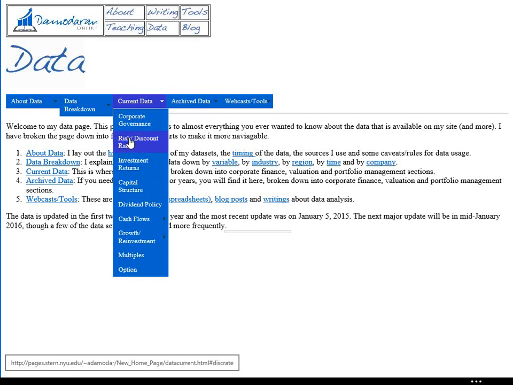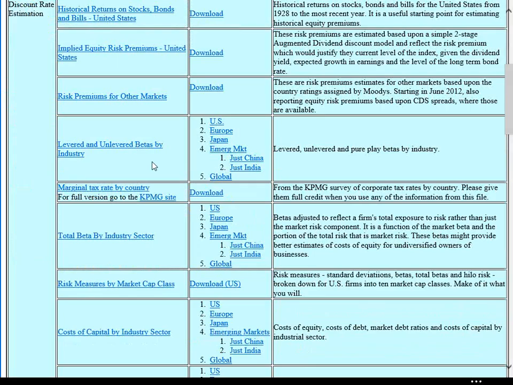When you start to deal with smaller private companies, you have to find public comps, or sometimes there aren't any comps, but you can look at multiples for the whole industry, just at least as a proxy. That's a good cross-check for you guys. So here, current data, risk and discount rates. If I click that, they give you betas by region, betas in different markets. They give you tax rates in different regions, which is helpful. Risk premiums, and the risk premium in the U.S.